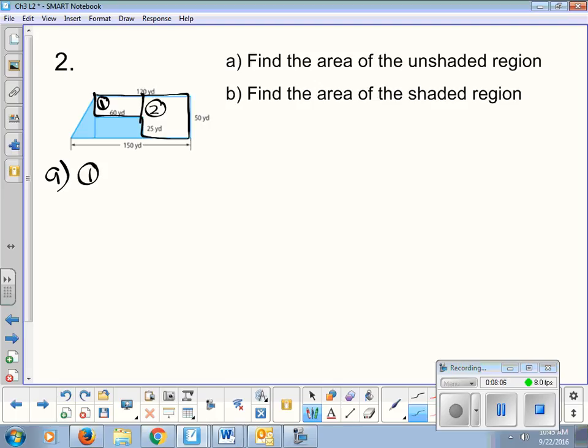If we find the area of our first rectangle, what's the base? 60. Yeah, our base is 60. And what would the height be? We want this height right here. If we know that the bottom part is 25 and the entire height is 50, what part's missing right here? 25. So when you multiply 60 times 25, what do you get? 1,500.